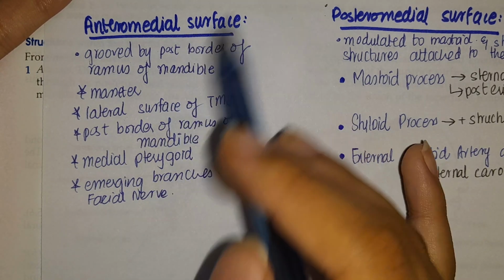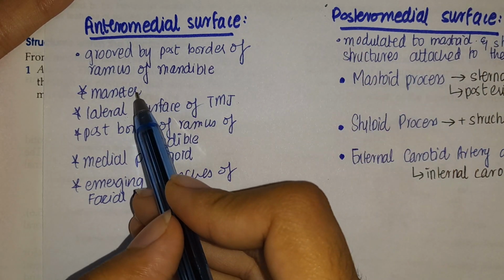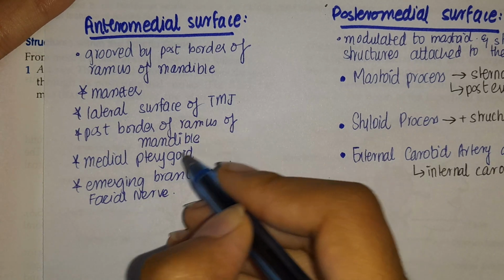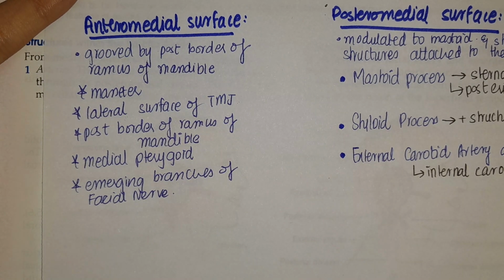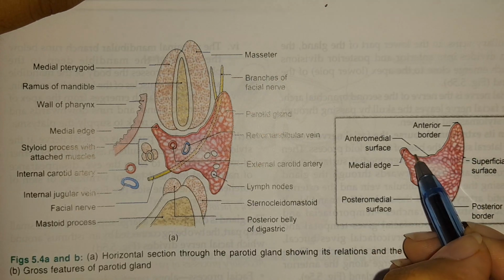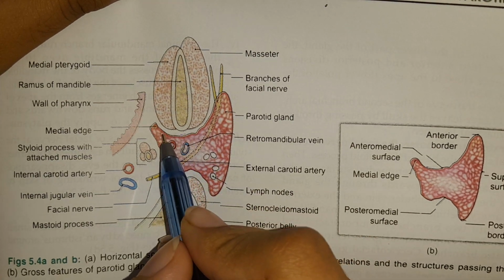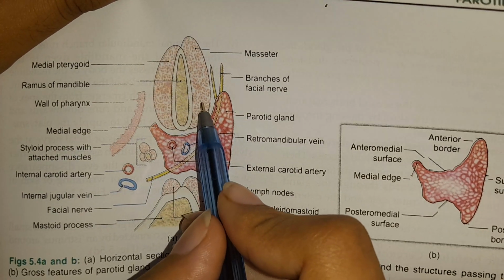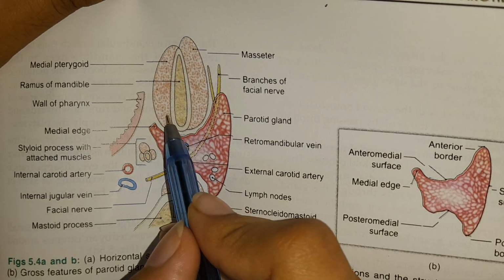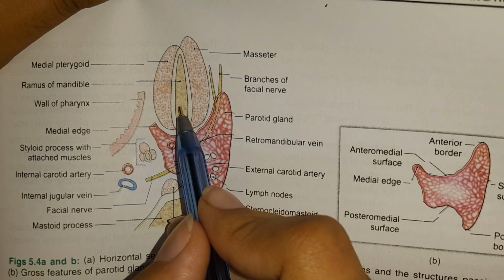Second, we will discuss three portions side by side. One is the masseter muscle, one is the posterior border of the ramus of the mandible, and one is the medial pterygoid muscle. When we come to this diagram, we can see the anteromedial surface directed like this, and in this diagram, directed like this. So it has three major relations: the masseter muscle, the posterior part of the ramus of the mandible, and the medial pterygoid muscle. The two muscles and one ramus of the mandible are over here.